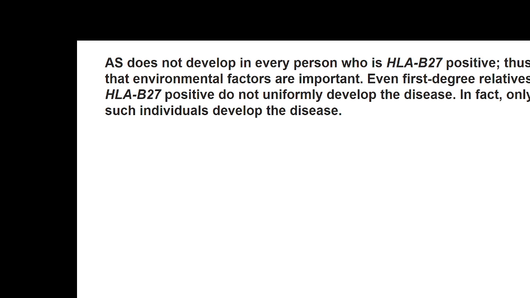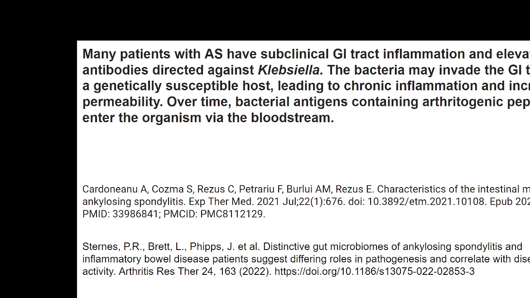It's absolutely true that many patients may be HLA-B27 negative, but still have the symptoms, and most of the time it is the diet which is important. Even first degree relatives who are HLA-B27 positive do not uniformly develop the disease. In fact, only 15 to 20% of such individuals develop the disease. These are data available from authentic sources. But still, HLA-B27 is considered to be one of the standard investigations.